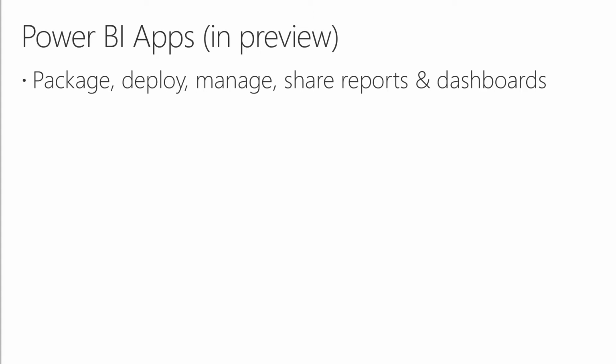Now, this kind of sounds a lot like some of the functionality that you've already seen before in group workspaces, but group workspaces are basically being rebranded, and they'll now be known as app workspaces. There are going to be some differences between the old group workspaces and the new app workspaces, but going forward, the collaboration environments are going to be called app workspaces. And the app workspaces are where we can publish our Power BI content.